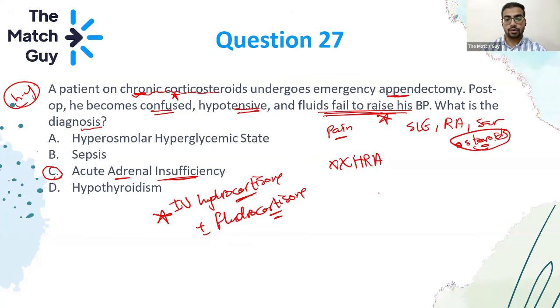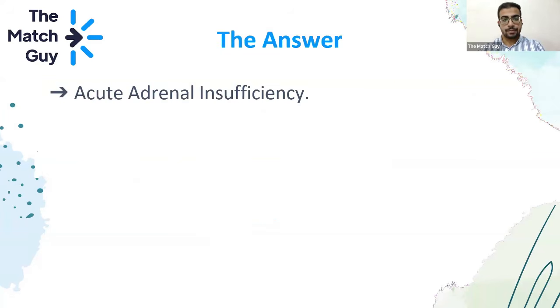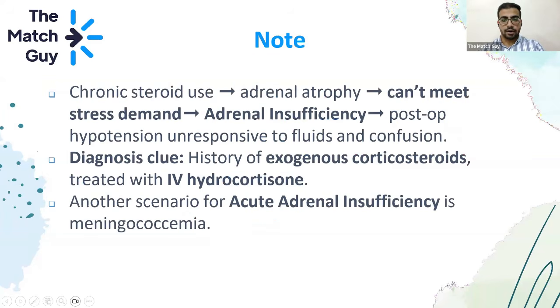So we have to do something called gradual tapering. Like decrease the dose bit by bit to give time for the adrenal gland to come back and the hypothalamic pituitary axis to start functioning again. Okay. So that's our diagnosis over here.